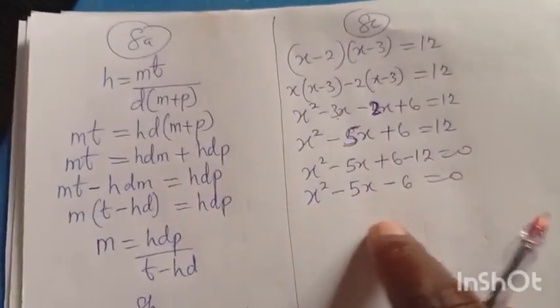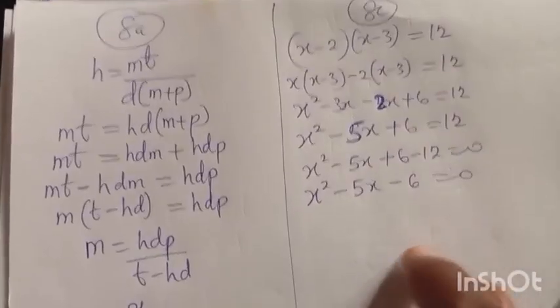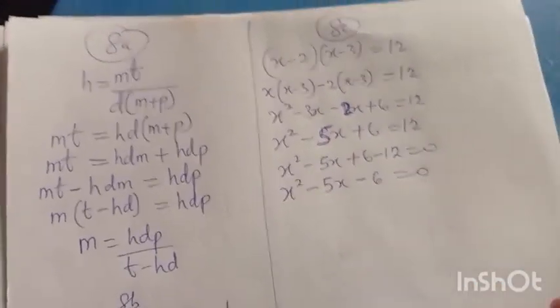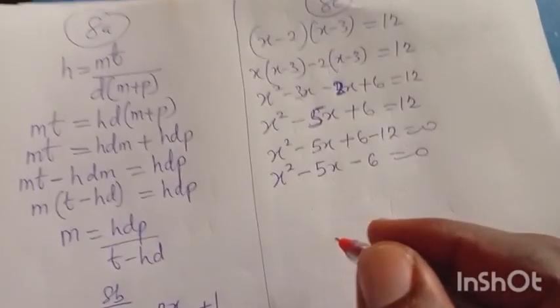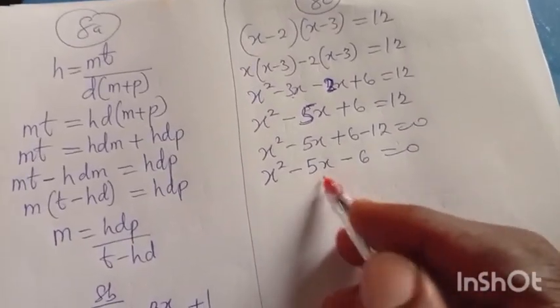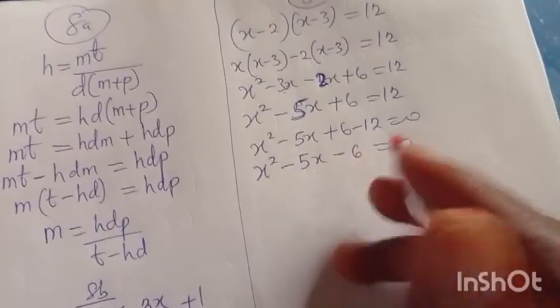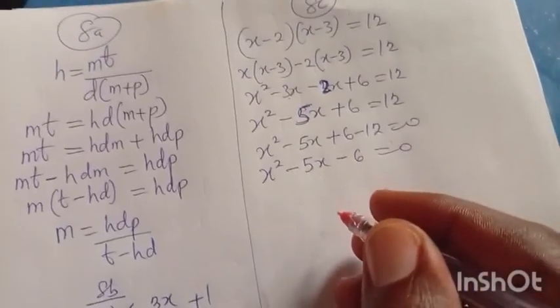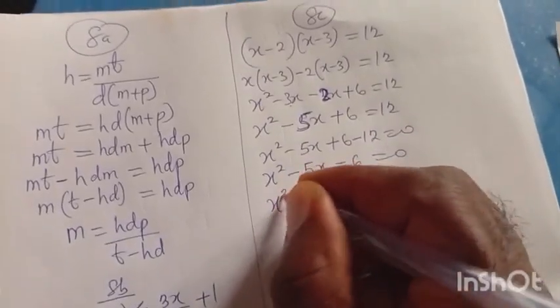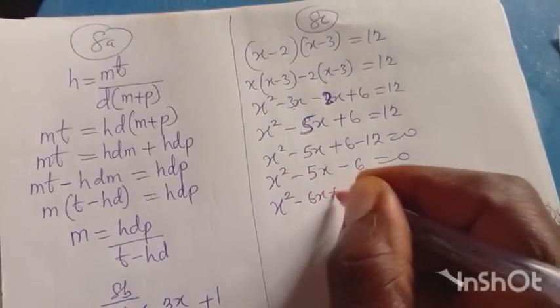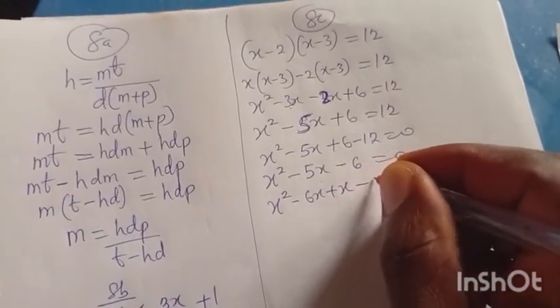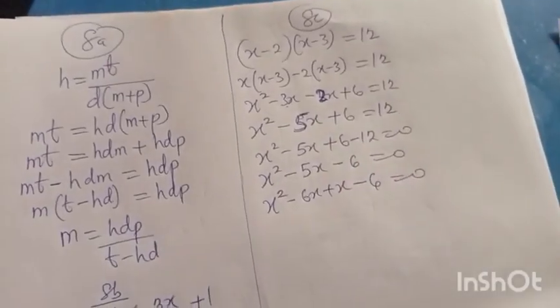What are the two items I'll multiply to give me minus 6, when I add, it will give me minus 5? That should be what? 2 and 3. Is it 2 and 3? No, because 2 and 3 will not give me minus 5. If I use minus 2 minus 3, it is minus 5, but it won't give me plus. So the right one to use is minus 6 plus 1. So I'll be using x squared minus 6x plus x minus 6 equals to 0. That's the right one to use.